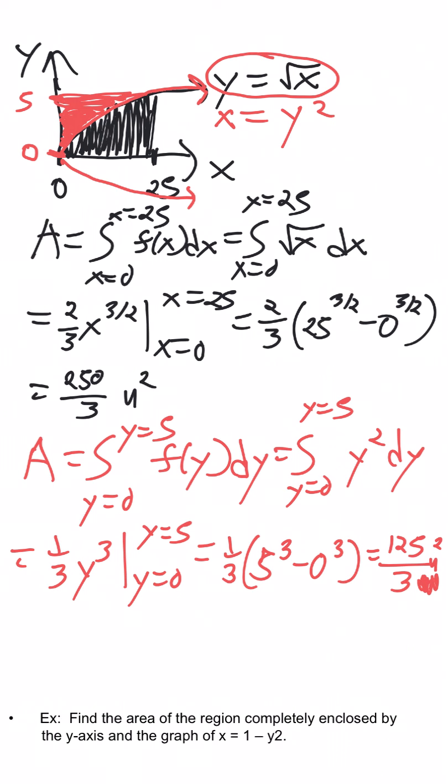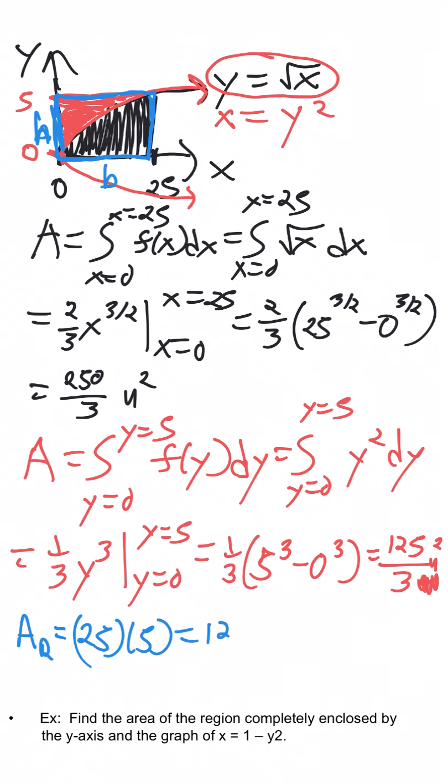All right. How do we know that what we got was correct? Well, what if we did this? This is just a check. We're done with our work at this point. But if we wanted to check, see this rectangle right here? You can easily calculate its area. This is base times height. A base of 25 and a height of 5. Okay, so the area of the rectangle is just 25 times 5, which is 125 square units.